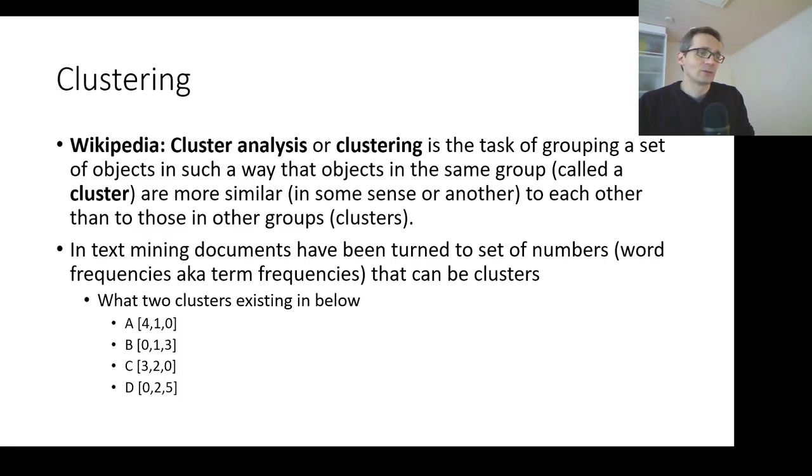What two clusters exist below with documents A, B, C, and D? We can assume that we have 3 words in each document, which we have not given any names, but we see that in A, the first word appears 4 times, the second word once, and the third one 0. So, if you were to perform a cluster analysis, which of the 2 clusters would you form from these documents? Please consider this for a while.